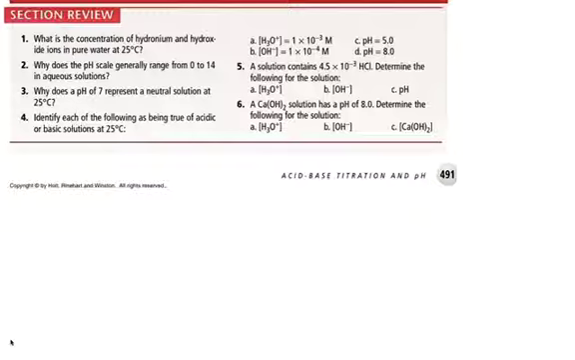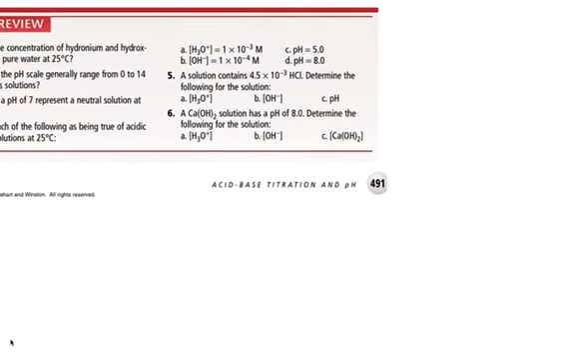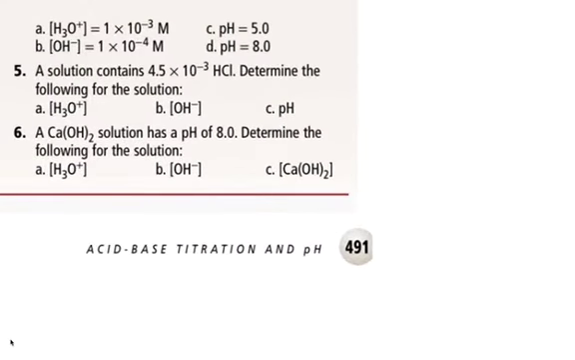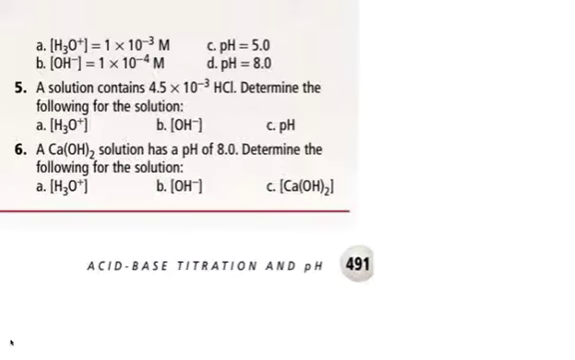What else now? Why does 7 represent neutral solution? Because the hydrogen and hydroxide ions are neutral. Now, all right, some actual problems we can do. So question 4 is asking us to identify which is an acidic or basic solution here. Well, A is acidic because this concentration is greater than 1 times 10 to the negative 7th. So there's more hydrogen ion concentration. That's an acidic solution. If I look at B, now the hydroxide ion concentration is greater than 1 times 10 to the negative 7th, so that is a basic solution.